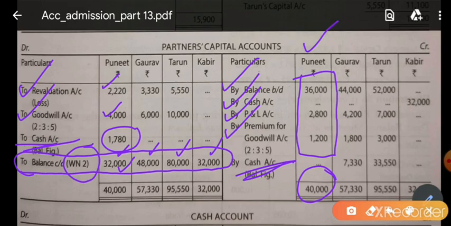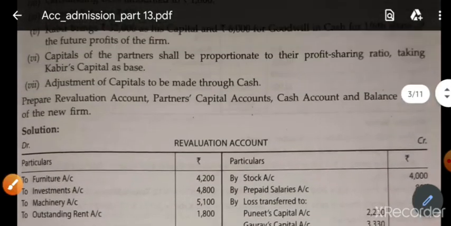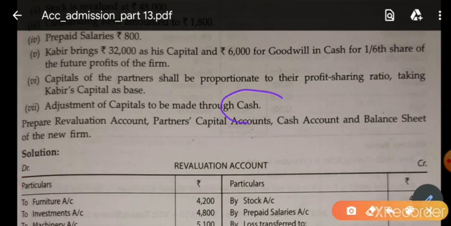Since class 11th we have been doing the balancing of ledger accounts. So balancing means that whichever side is coming less, that side only you write the balance. So total of credit side was coming 40,000, but the total of debit side was coming 1780 less. So you have written 1780. This means that the capital of Puneet is more by 1780. So he will withdraw this amount in cash. So you can see it is written to cash account, because the question has said that the adjustment of capital is to be made through cash.